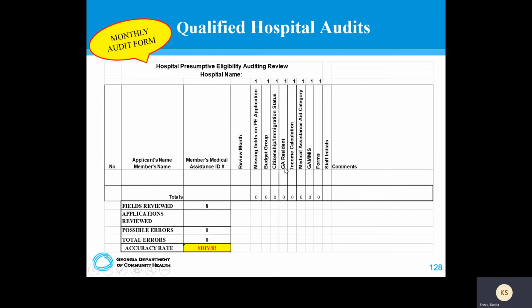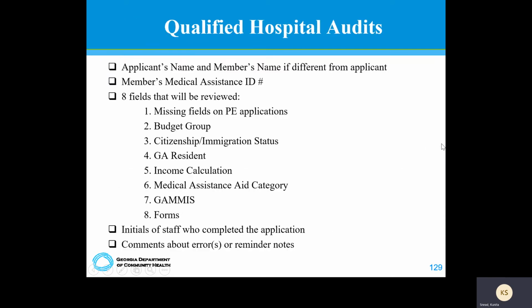If you have any errors, then over here in the comments field, I will be a little bit more specific of what that error was. And then once we put the number of applications that we audited for that month, then it will get your accuracy rate based off of the number of applications and the number of errors that you made. So again, this is the audit form that is sent to your PE coordinators each month for your particular hospital if they did applications. So these are the fields that I just went over.